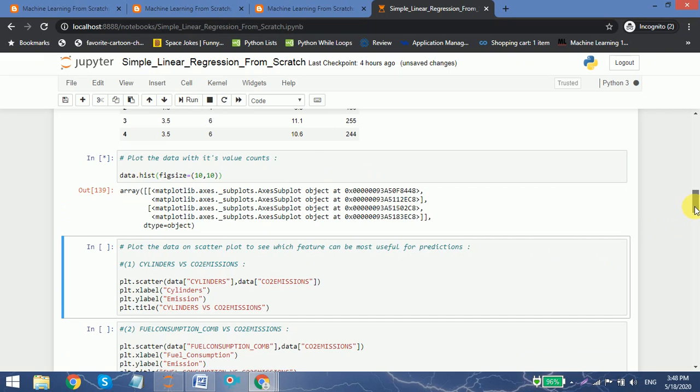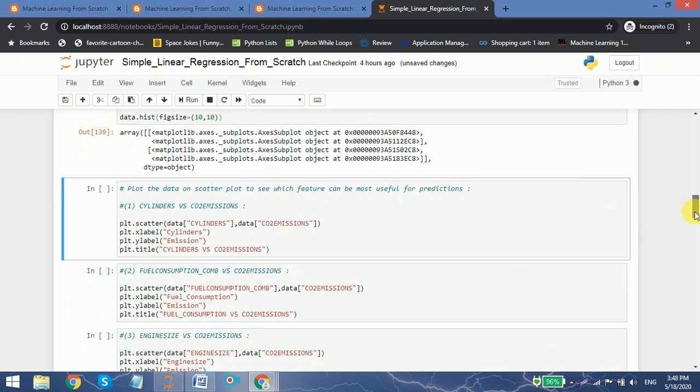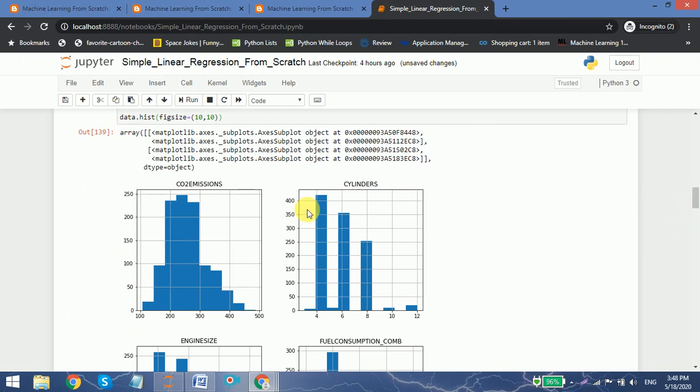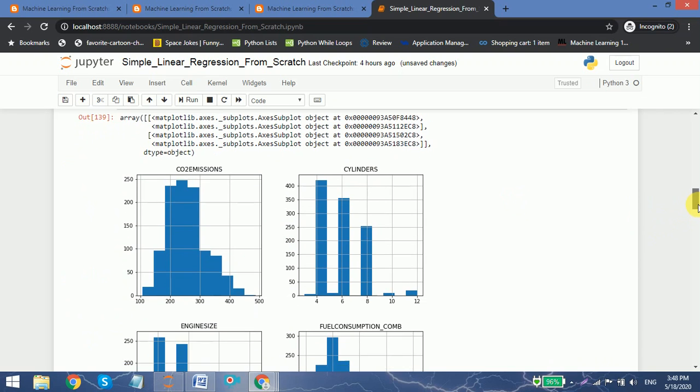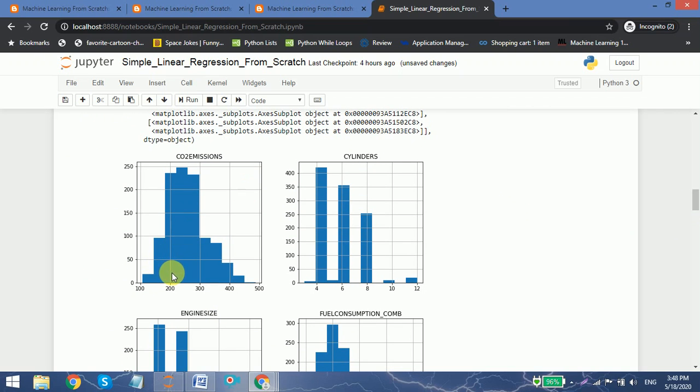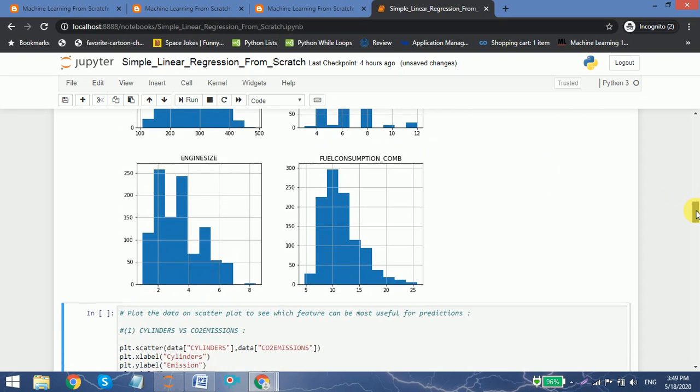So here we have the plotted histograms. What this means is, for CO2 emissions of 200, and for the whole range from 100 to I think 500, we have this much count. Let's say for cylinder 4 we have 400 cars, and with cylinder 6 we have 350 cars, and so on. For all of this data we can plot this.